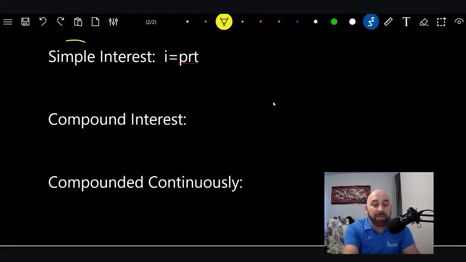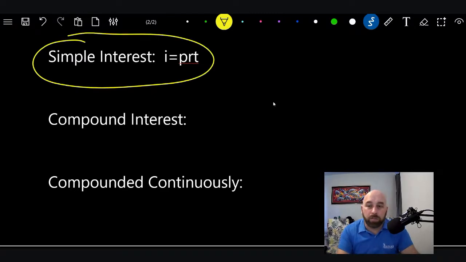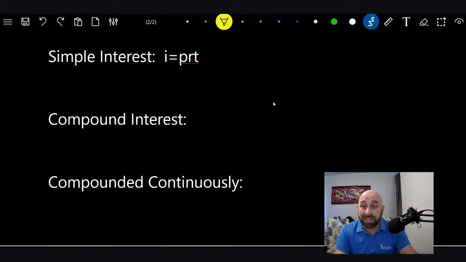Now, back in the day, like 100 years ago or more, everybody used what's called simple interest. Simple interest is just that. It's simple. You just take interest equals principal times rate times time, and we've done that before in past math classes. We're not really going to spend a lot of time on that because it's just a multiplication problem.